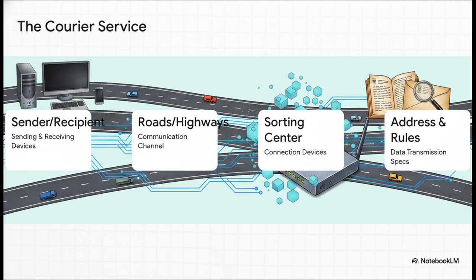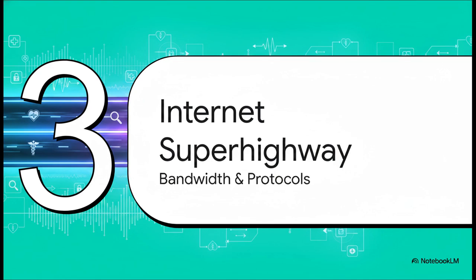Now, to really get what makes a connection good or not so good, we need to get familiar with two really key terms. They basically define that highway our data travels on. These terms are bandwidth and protocols. They're the ones that decide how fast and how reliably your information gets from here to there.